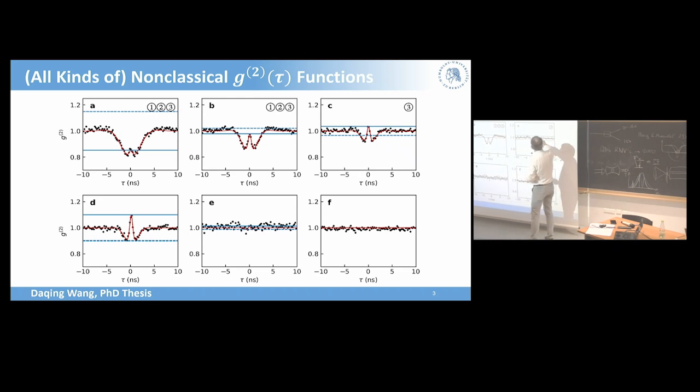But then here, for example, and this is why I highlighted this third criterion, this is a G2 function which neither shows anti-bunching, because G2 at 0 waiting time is larger than 1, so this is classical in that sense, okay? And all values of G2 for finite tau are smaller than G2 of tau equals 0, so this is also classical in that respect.